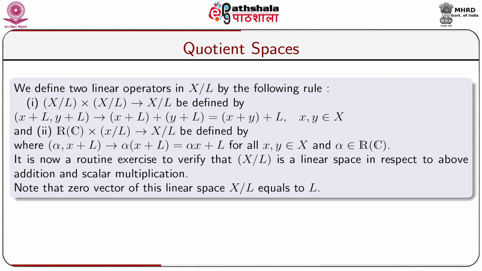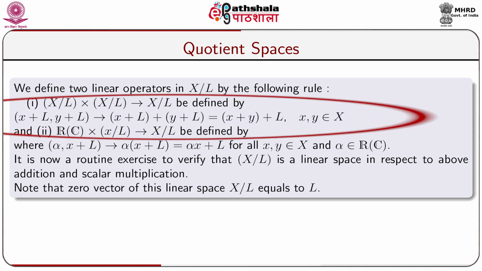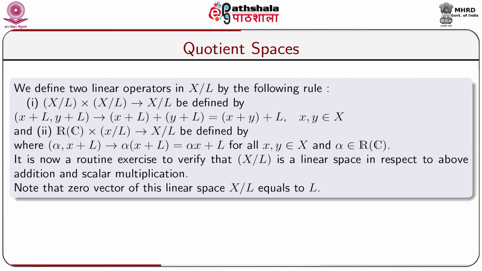We now define two operations in X by L by the following rule. Number 1, X by L cross X by L to X by L is a mapping, and it is defined by x plus L, y plus L goes to x plus L plus y plus L, which is equal to x plus y plus L. As x, y belong to capital X, x plus y belongs to capital X, because capital X is a linear space. So, x plus y plus L is an element of X by L.